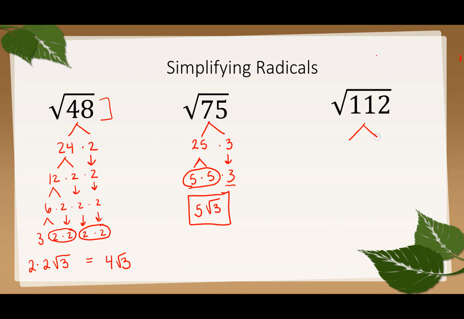When in doubt, just divide by 2 if it's an even number. And I get 56 times 2. I know 56 can be broken down into 2 times 28. Drop down my 2. 28 is going to be 14 times 2. And then my 14 is going to be a 7 times 2.